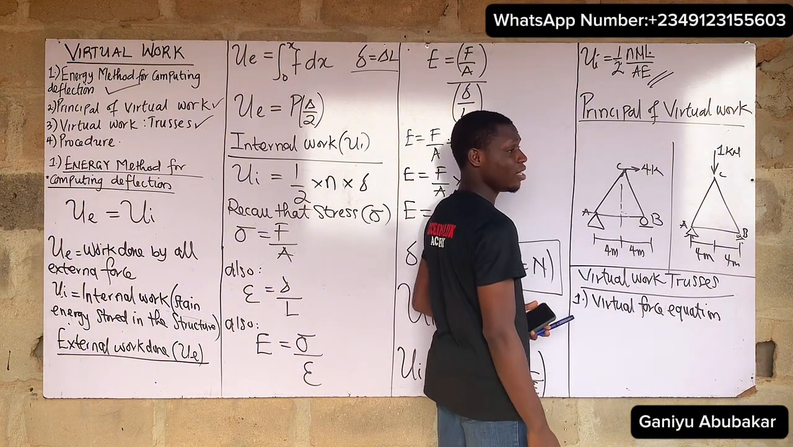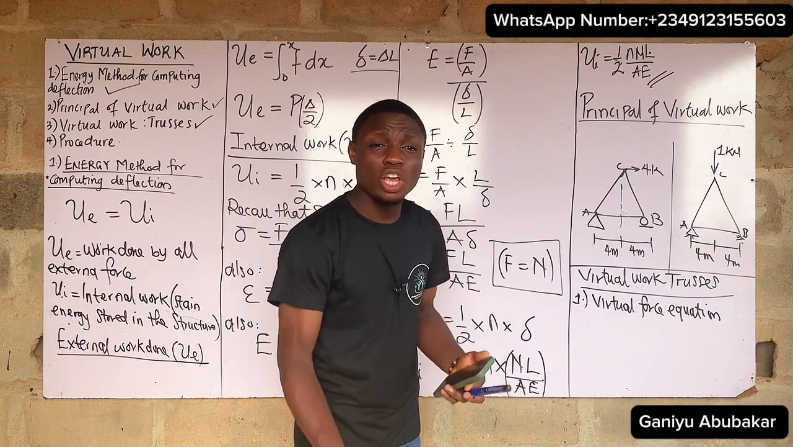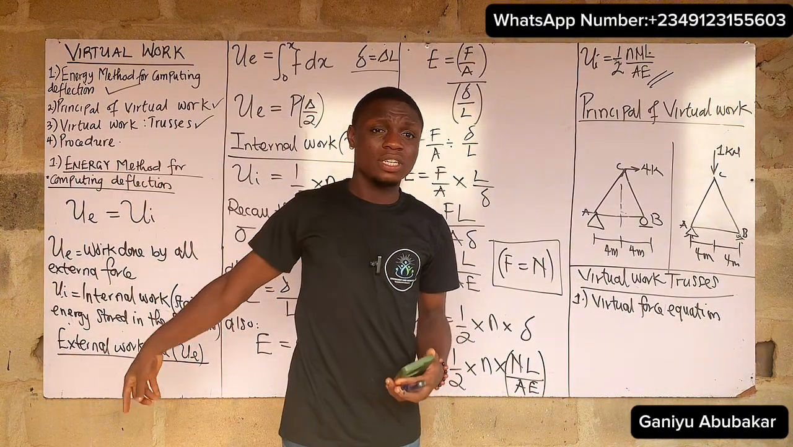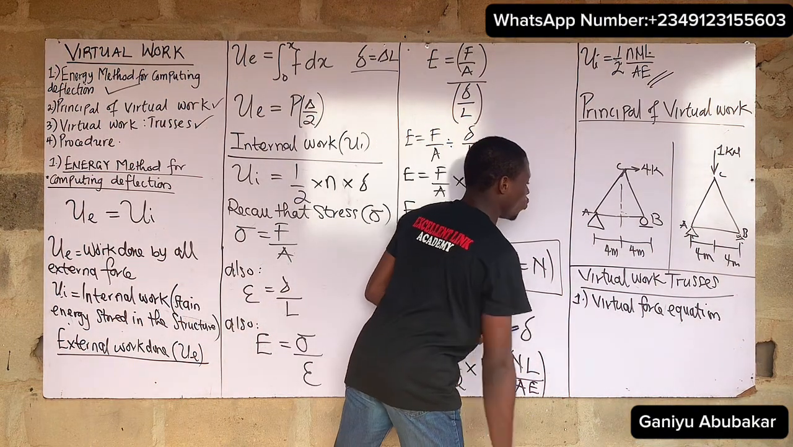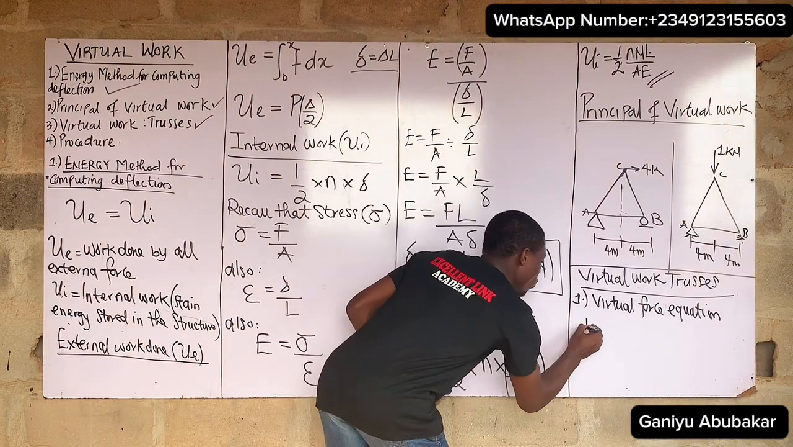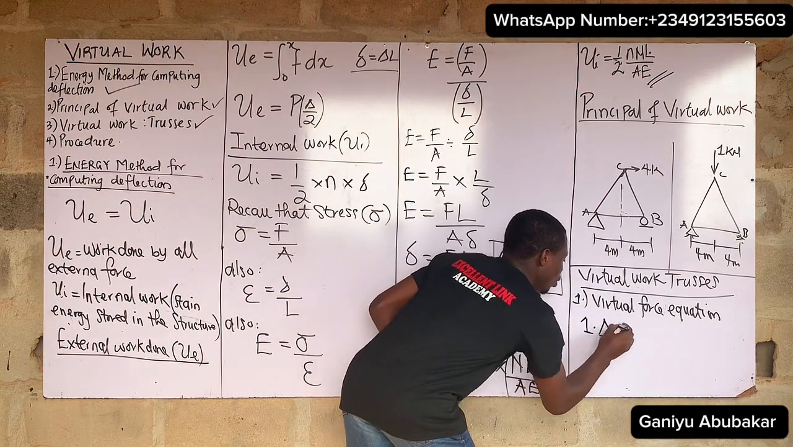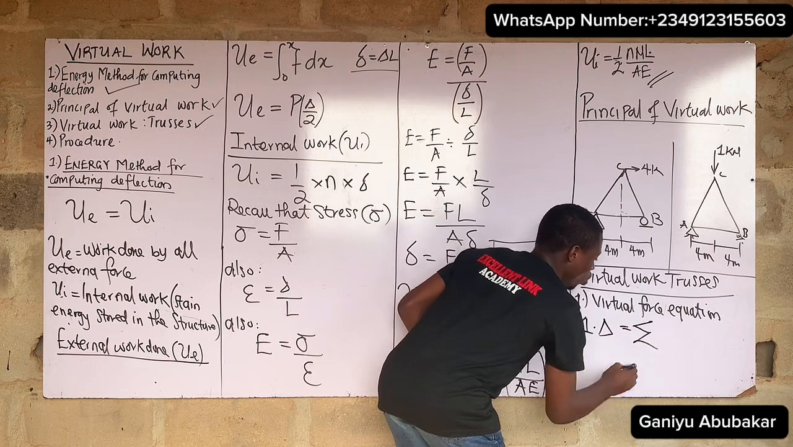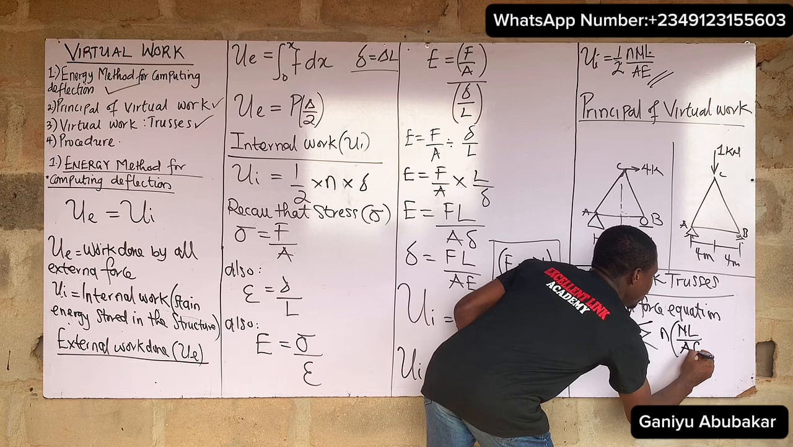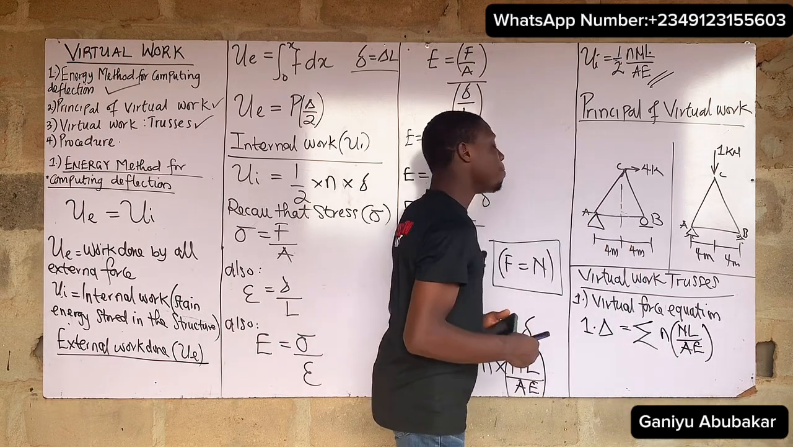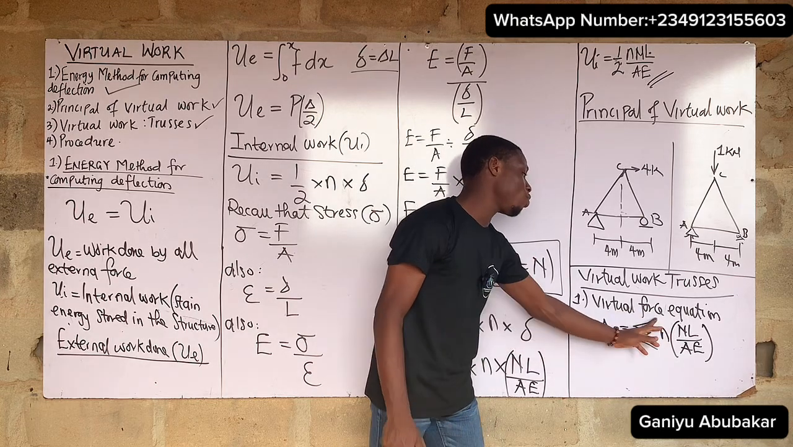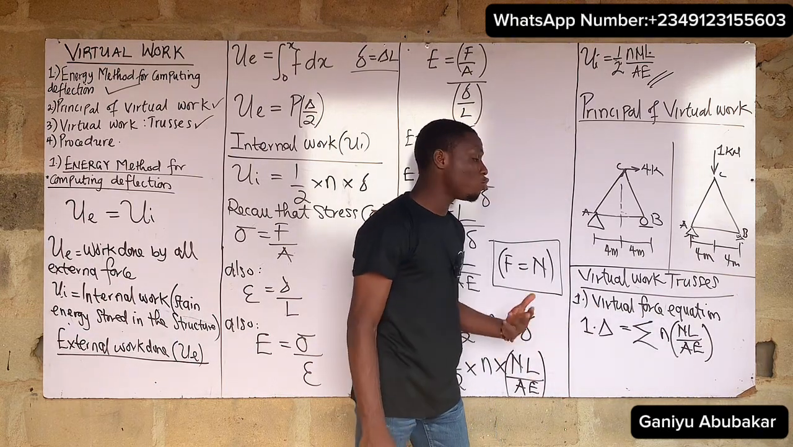Under trusses, we still have the virtual work equation. This is trusses, please. So for trusses, what do I have for the virtual force equation? The formula is given by 1 dot delta is equal to the summation of n into nL over AE. This becomes your mathematical expression for calculating the virtual force equation when it comes to trusses.